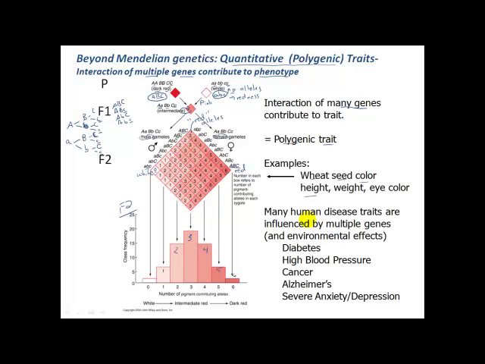And if we look at many, many traits associated with humans, everything from height to weight, eye color, as we'll see in just a minute, disease traits like susceptibility to diabetes, high blood pressure, cancer, Alzheimer's, severe anxiety, depression, we would see the same sort of influence of multiple genes, and included with that would be some environmental effects as well, obviously. But most of these complex diseases that we see in humans are influenced by multiple genes, not just one gene, one trait. So that's polygenic inheritance.